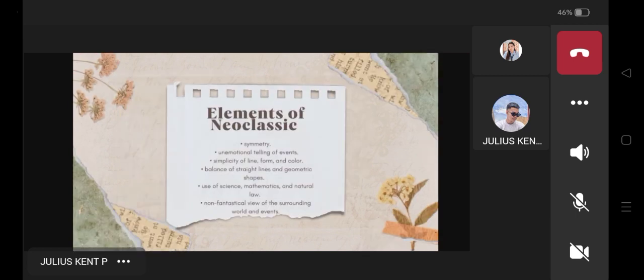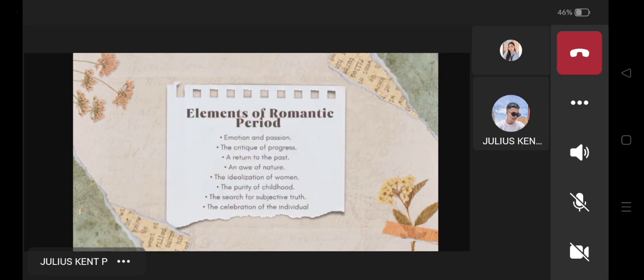Then, these are the elements of Neoclassic: symmetry, an emotional telling of event, simplicity of line, form, and color, balance of straight lines and geometric shapes, use of science, mathematics, and natural law, non-fantastical view of the surrounding world and events. Then, elements of the Romantic period naman: emotion and passion, the critic of progress, a return to the past, an awe of nature, the idealization of women, the purity of childhood, the search for subjective truth, the celebration of the individual.